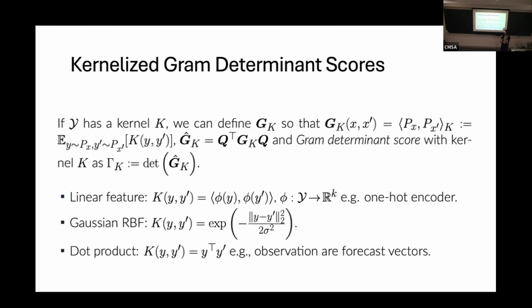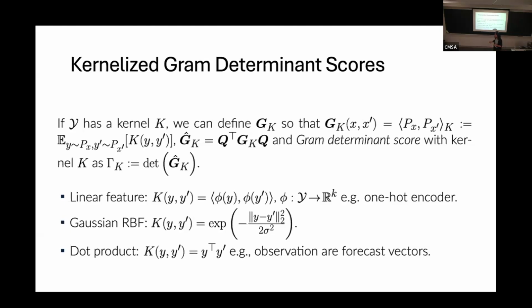So far, we designed the Gram Determinant Score for a finite value space of X and a finite value space of Y. Essentially, the possible values of our data are a finite set, and the possible values of our observation are also a finite set. We can generalize the Gram Determinant Score by using kernels, and in this way, we will be able to deal with the continuous space of Y.